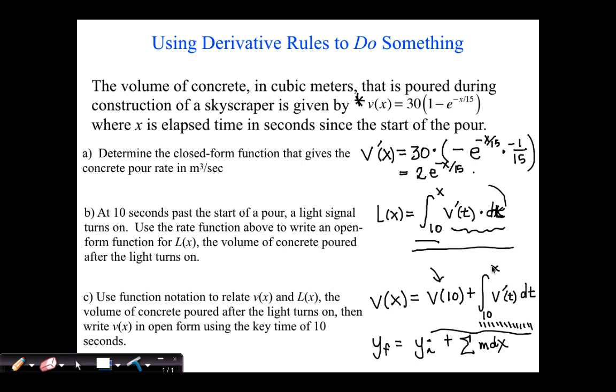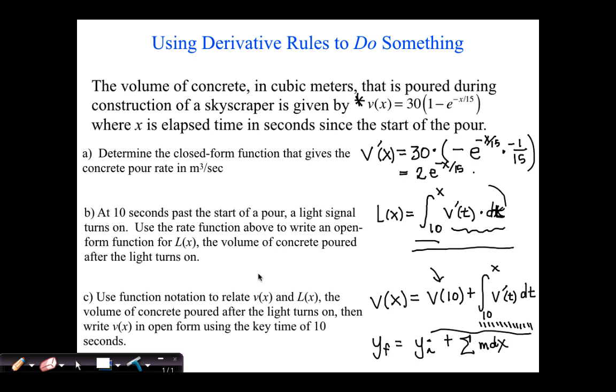Now, if you hadn't seen this original function here, and I asked you, if you have v prime of x equals this 2e to the negative x over 15, that's a rate of change. What would the original accumulation function look like in closed form? It's a little trickier, but if you're familiar with derivative types, you can at least have a starting guess as to how that works, like what pieces would need to be in there.